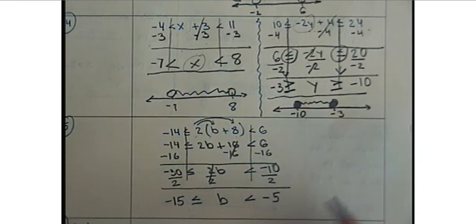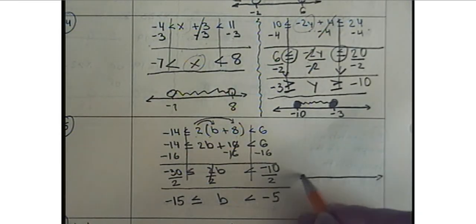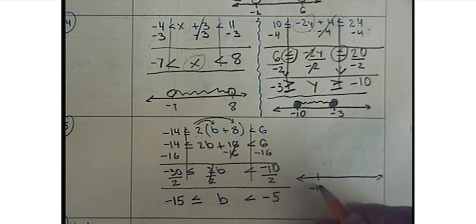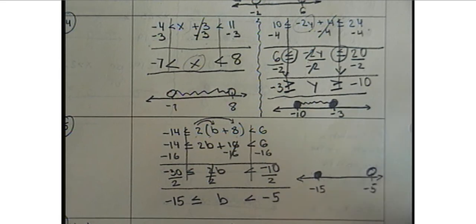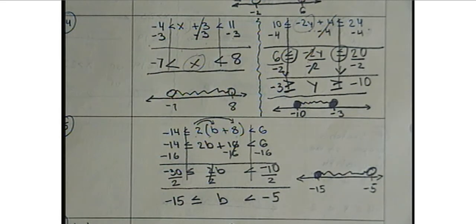Once we have all those, I can draw my line. We'll put negative 15 here, negative 5 over here, closed circle at negative 15, open circle at negative 5, and all the solutions for b will be between those two circles. Alright, awesome.